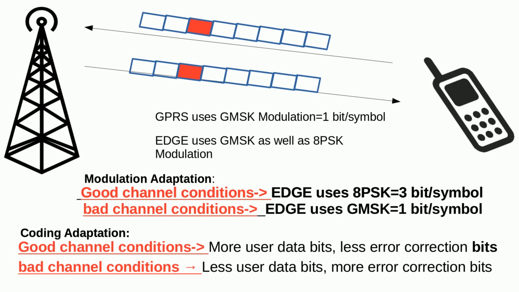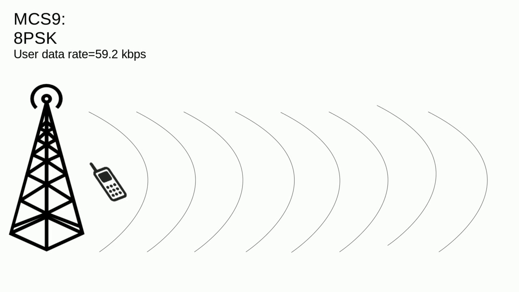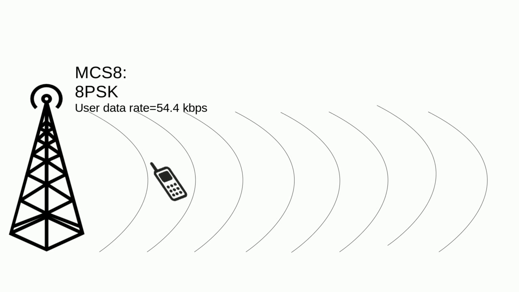Now in EDGE we are using modulation adaptation and coding adaptation, so their combination is known as modulation coding scheme, and we have 9 types of modulation coding schemes. And what are they? For example, when the mobile station has the best channel conditions, we are using MCS 9 or modulation coding scheme 9. And in this case, we are using 8 PSK modulation for a higher data rate, and we are using fewer bits for error correction. So the user data rate is 59.2 kbps, which is the highest in one time slot.